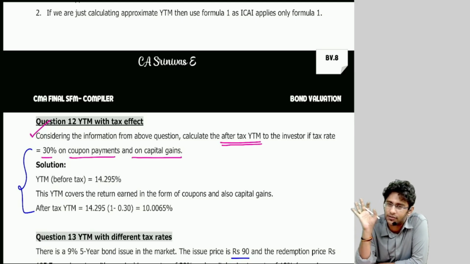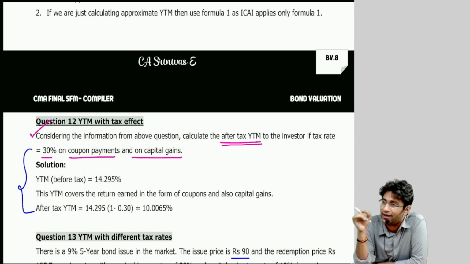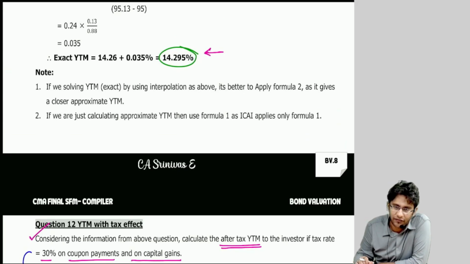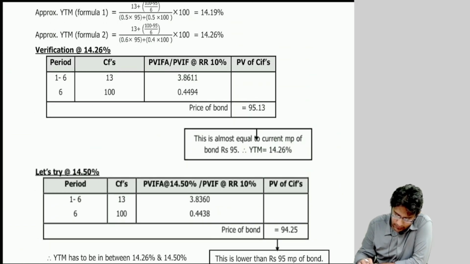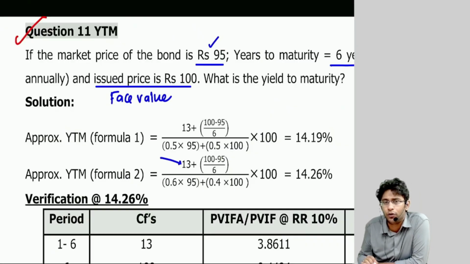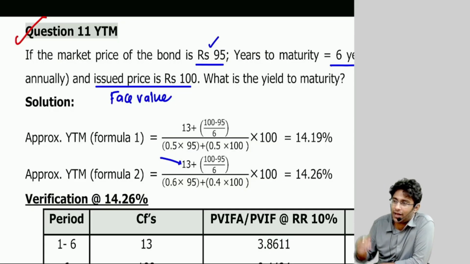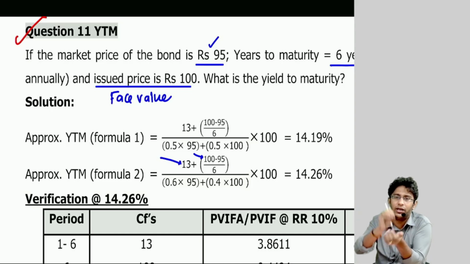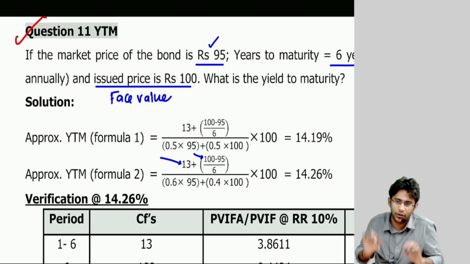Good. Since you directly cannot disturb the YTM rate with the tax effect, what you do is disturb the cash flows themselves. In the YTM formula, instead of taking the coupon amount gross, take the coupon amount net of tax. Then your cash flow automatically reduces. Similarly, instead of taking the maturity value, take the maturity value net of capital gains tax. That way you are reducing the cash flows going into the computation of YTM, thereby directly getting the after-tax YTM.